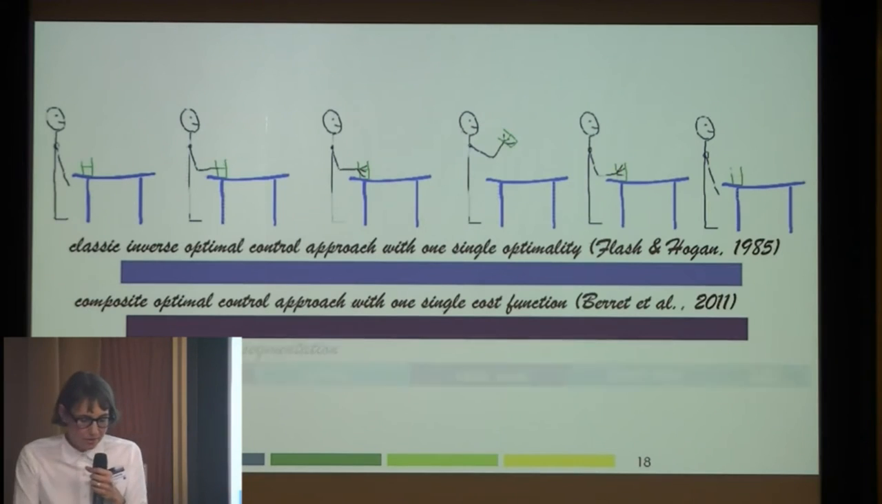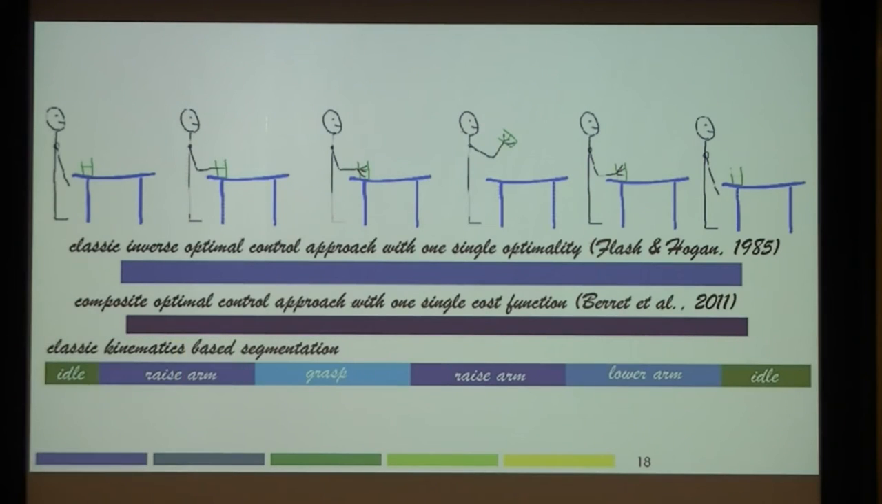And if you look at how usually we do segmentation from kinematics, that's what we do. Like, 99% of people do segmentation from kinematics. It's like, well, we have here somebody idle, then somebody is raising his arm to grab the glass, then he grabs the glass, then he raises his arm, then he drinks eventually, then he lowers the arm, and then he's idle again. That's how we would segment. Okay. And so there are different motions and different optimalities.